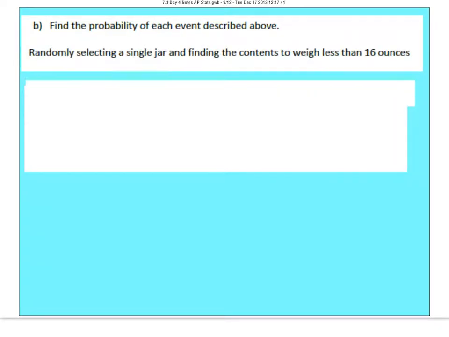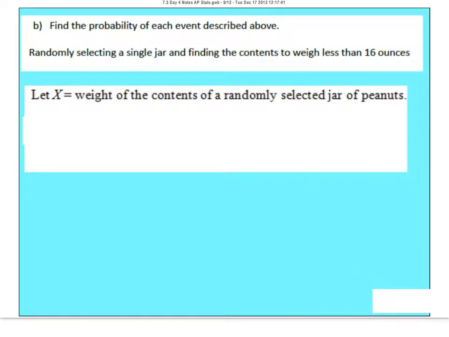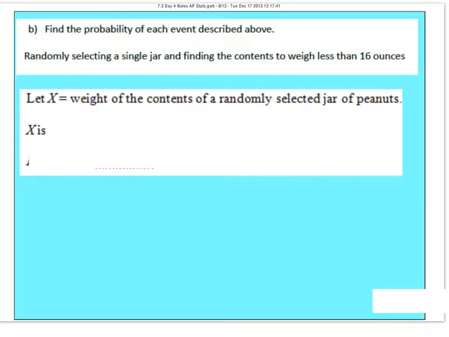The first one, therefore, is randomly selecting a single jar and finding that the contents weigh less than 16 ounces. Let's define our x variable. Our x variable in this case is the weight of the contents of a randomly selected jar of peanuts. They have stated in the problem for us already that x is normal with our mean and standard deviation because we are just pulling this one jar. Remember, we're doing a single jar from the actual population. So this clarifies the mean and standard deviation and approximately normal.